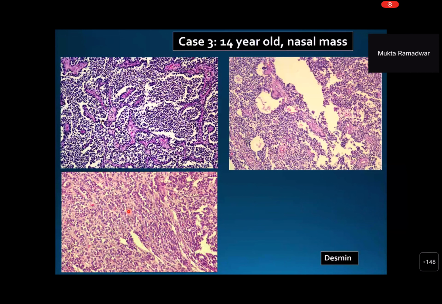You have alveolar arrangement or pseudo-alveolar arrangement. You have multinucleate giant cells. So it points towards what? More towards alveolar rhabdomyosarcoma. Yeah. Okay. What immunohistochemistry would you ask for? Desmin, myogenin. Yes. Okay. So this tumor was indeed desmin positive and myogenin positive.